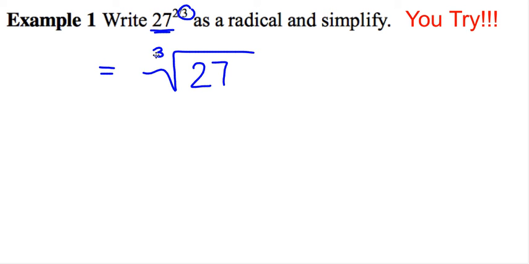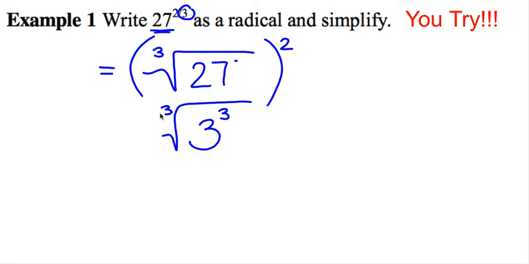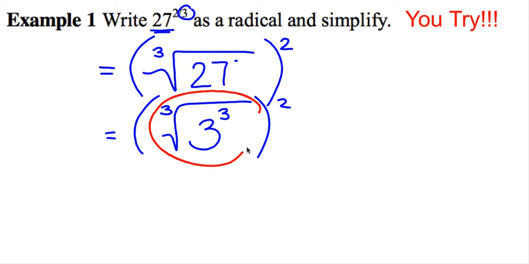And now we can choose to put that 2 either underneath or outside. I'm going to choose to put it outside because 27 can be rewritten as 3 times 3 times 3, or 3 cubed. You have a cube root raised to the second power. So this whole thing reduces down. The cube root of 3 cubed is 3. And then we still have it raised to the second power. So 3 times 3 is 9.